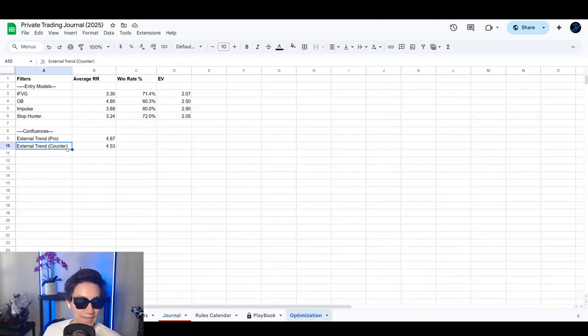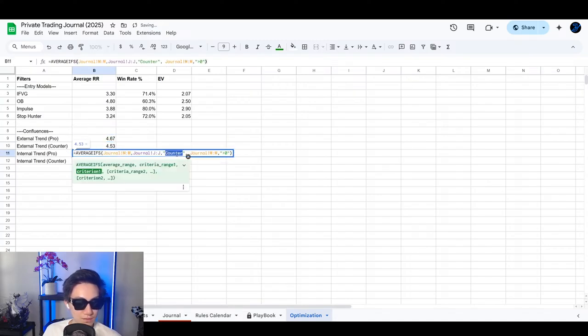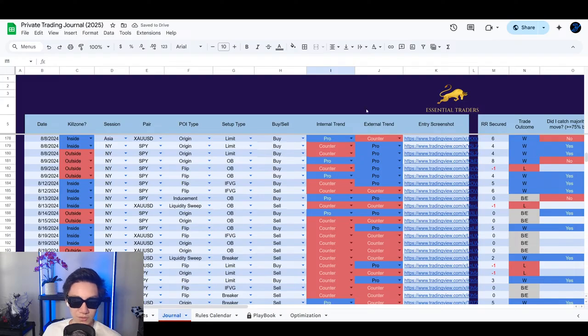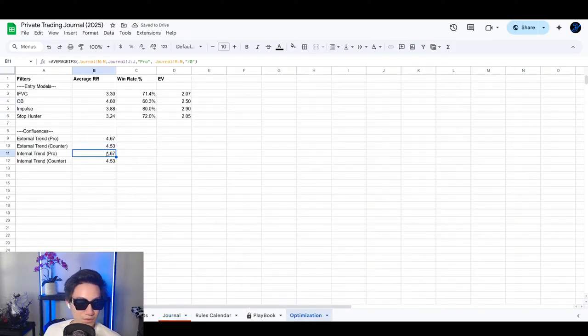Counter. And now let's say we want to get internal trend pro. For internal trend pro, just drag it down here and I'll name this counter. All we do here is drag these, and then we can just copy and paste this here, because this is pro and this is counter. Instead of using J here, you're using I. So we'll use I here.